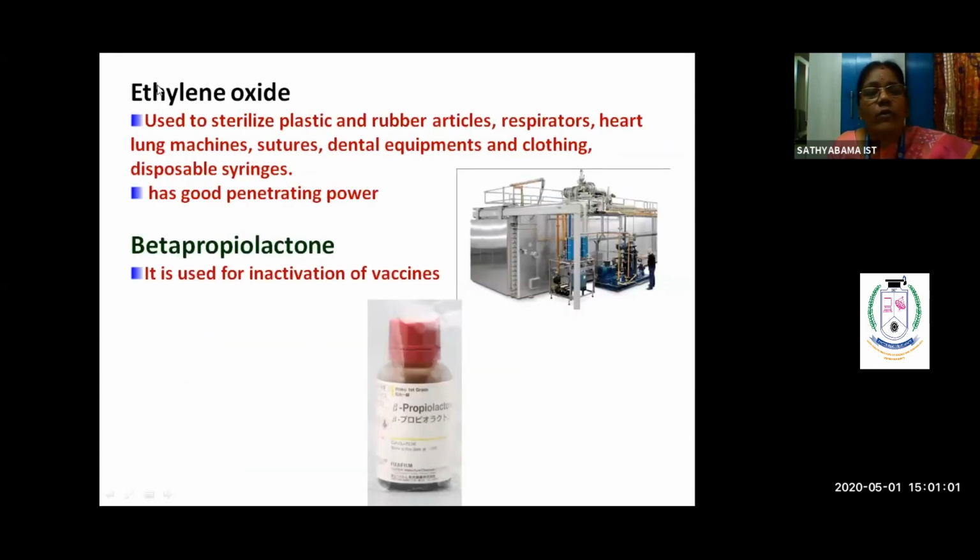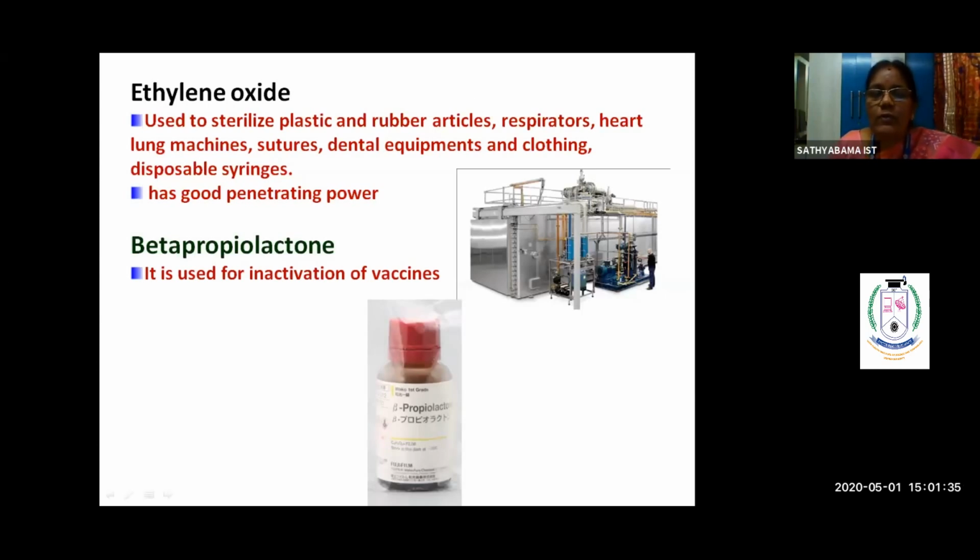So what is the next gas that is widely used? Ethylene oxide. It is used to sterilize plastic and rubber articles like respirators, heart-lung machines, sutures, dental equipments, clothing, disposable syringes, petri dishes, mainly all the single-use disposable plastic and rubber items being used in hospitals. They are sterilized on a massive scale commercially using the ethylene oxide disinfection method.